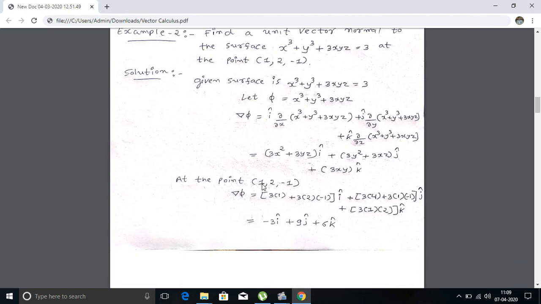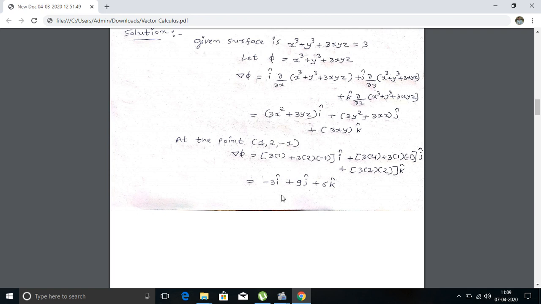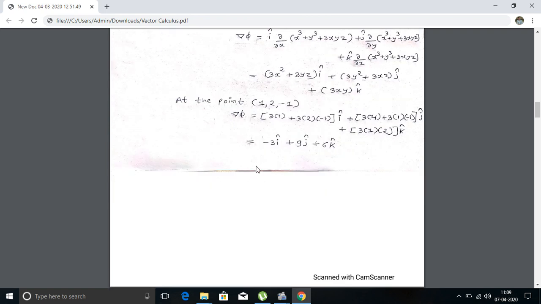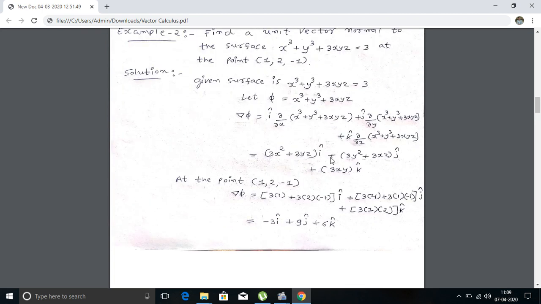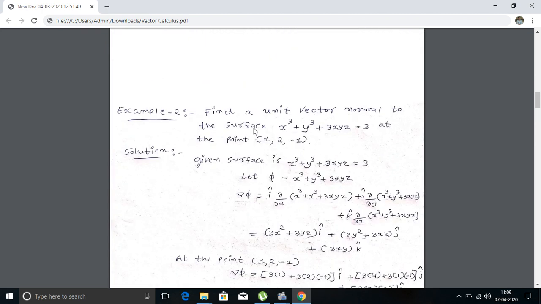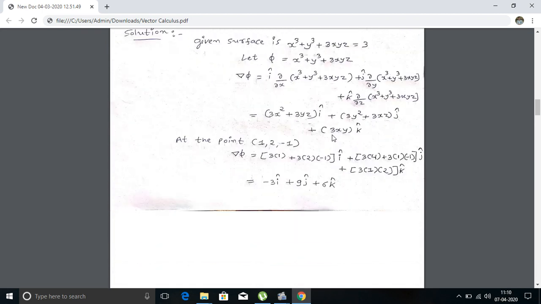So replacing x by 1, y by 2 and z by -1 in this expression. Clear? Then after simplification we will get -3i + 9j + 6k. Clear? So this is our normal vector to the given surface, but we have to find the unit vector normal to the given surface. That's why now we will find the unit vector of this.